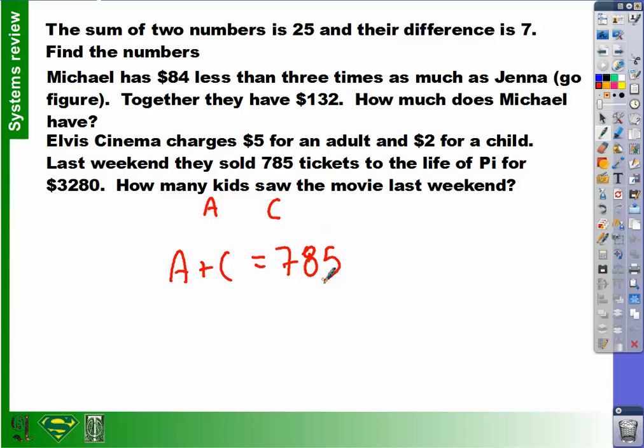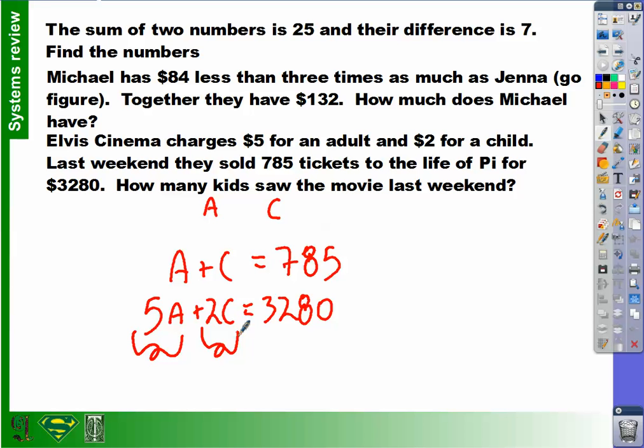Is there another equation that I could write based on this text? 5A plus 2C equals 3,280. Now, why does this make sense, Sean? Because that's the total price, and it's $5 for an adult and $2 for a kid. So add them up when you get total. Okay. So this part of the equation represents how much money you earned on the adults. This part of the equation tells you how much you earned from the children's tickets.